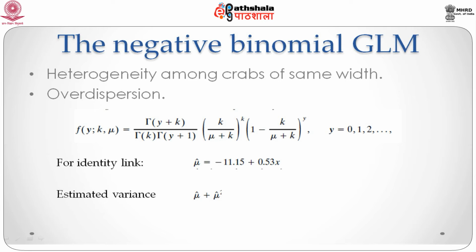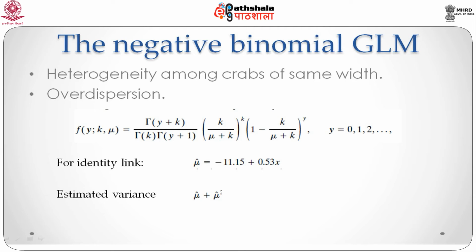The negative binomial distribution has probability mass function f of y given k and mu equal to gamma of y plus k by gamma k gamma y plus 1 into (k by mu plus k) to the power k into (1 minus k over mu plus k) to the power y for y equal to 0, 1, 2, etc. k and mu are the two parameters.